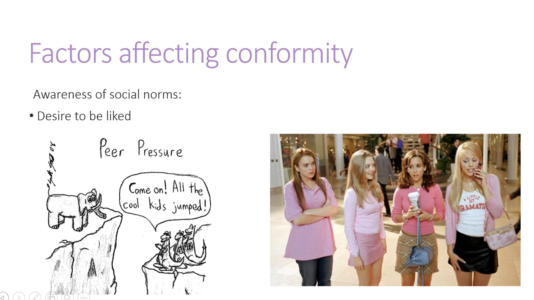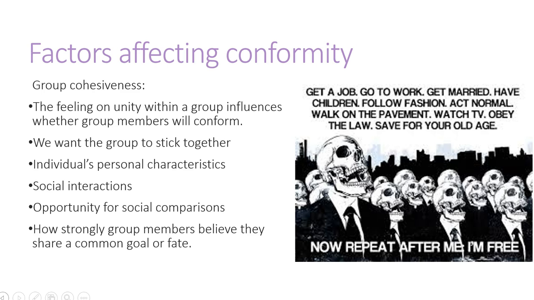Another factor that affects conformity is group cohesiveness. So the cohesiveness of a group or the feeling of unity within a group influences whether group members will conform. We want the group to stick together and therefore we are more likely to conform to achieve this. This is also influenced by group factors such as individual personality characteristics, social interactions, opportunity for social comparisons, and how strongly group members believe that they share a common goal or fate.